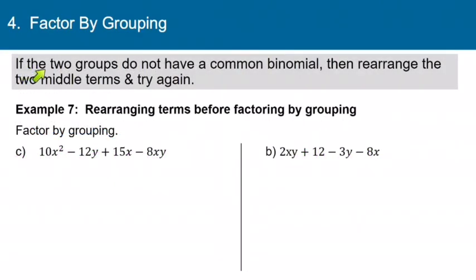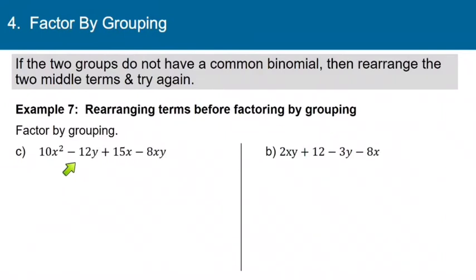Now, every now and then, you'll run across a problem where you try the grouping method and you don't get a common binomial. And if that happens, then what you need to do is try rearranging the 2 middle terms and start over. So let's try it on this example here. So we have 10x squared minus 12y plus 15x minus 8xy. And you say to yourself, well, I see that there's no GCF and there are 4 terms, so the grouping method is the thing to do.